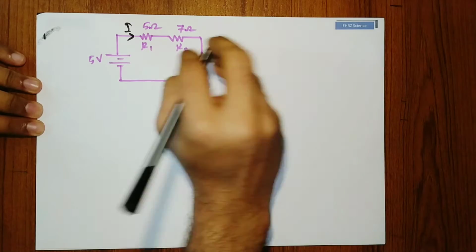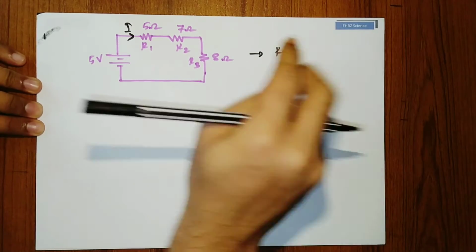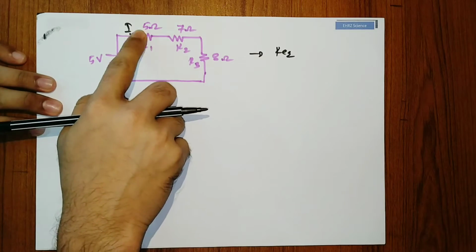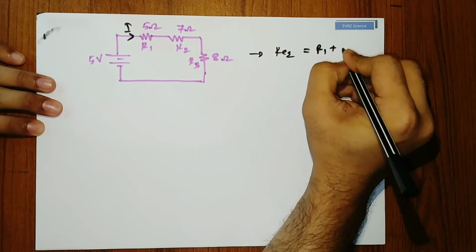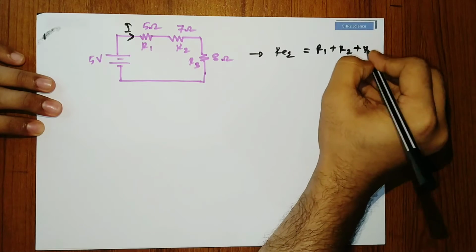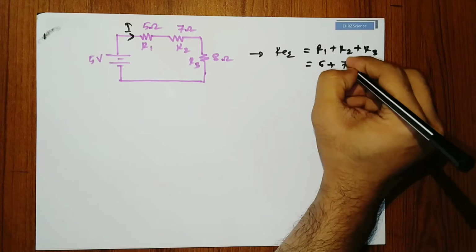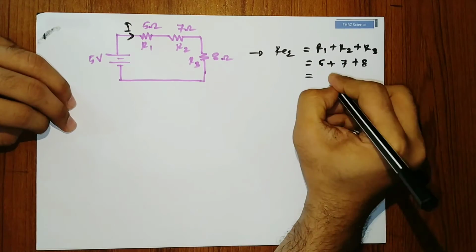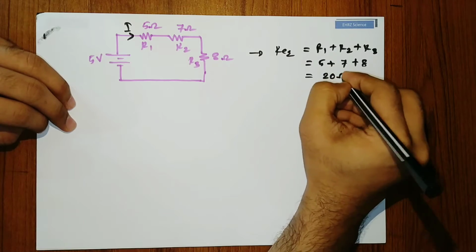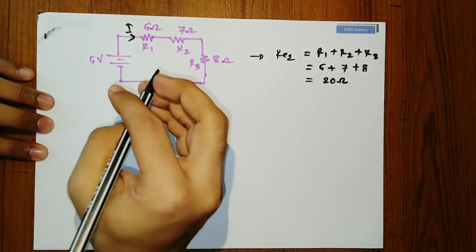How? We all know the equivalent resistance of these three resistors, 5, 7 and 8. So Req is equal to the summation of R1, R2 and R3, that is 5 plus 7 plus 8, which will give us 20 ohm.